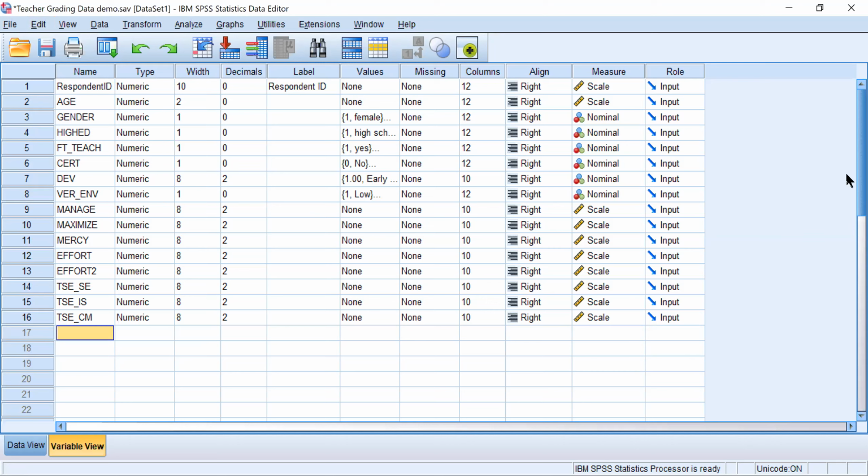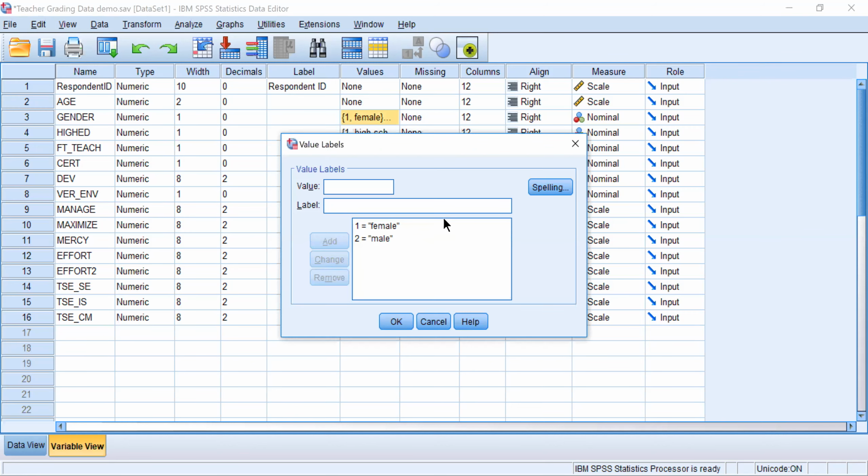So what we want to do is describe the sample characteristics. We want to describe the sample in terms of their age, gender, highest degree earned, whether or not they're full-time teachers, whether they're certified teachers, and at which, what I call dev or development level, which is not precisely correct, but it's what I named the variable that they are studying to teach.